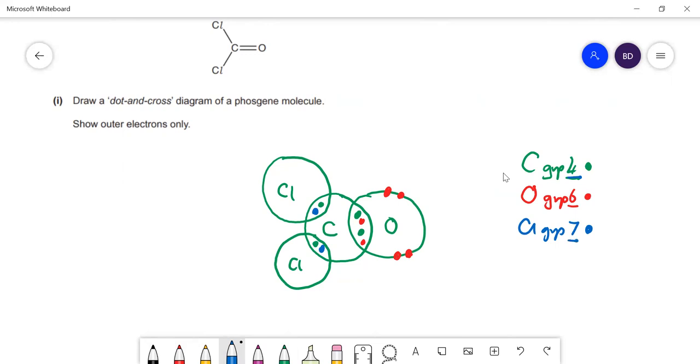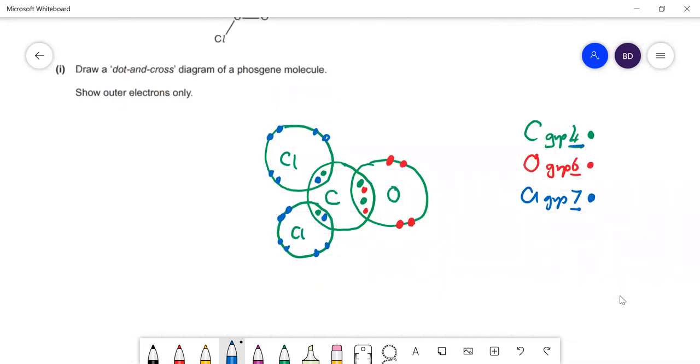Chlorine, right, that's in group 7. I've only drawn 1, so I need to draw 6 more. So that's 3 lone pairs for each one, like that. Each atom there has got 8 electrons in its outer shell. Okay, so that's our diagram.